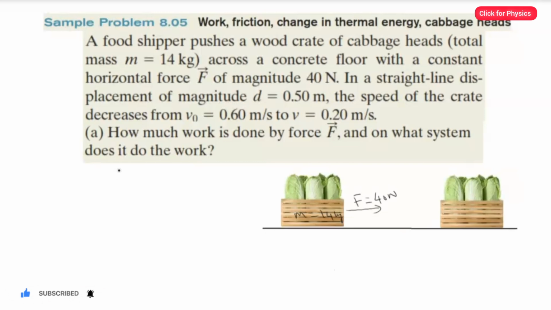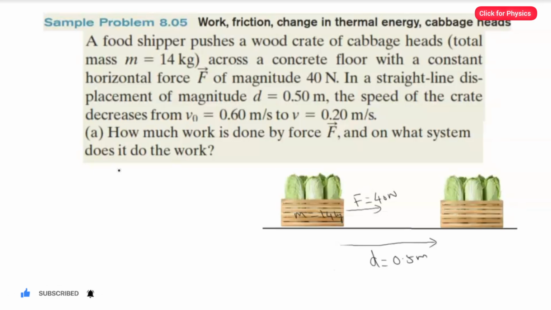And also because of this 40 Newton applied force, this wood crate will have the straight line displacement. By that it will have the displacement value d, which is equal to 0.5 meters. The force is in this direction, so the displacement is also in the same direction. So that means here we have to consider the angle theta equal to 0. Why? Because the applied force as well as the displacement will take place in the same direction.